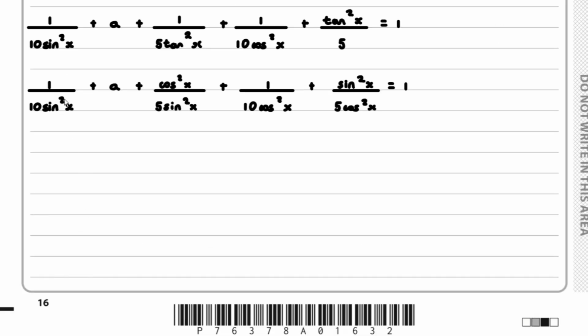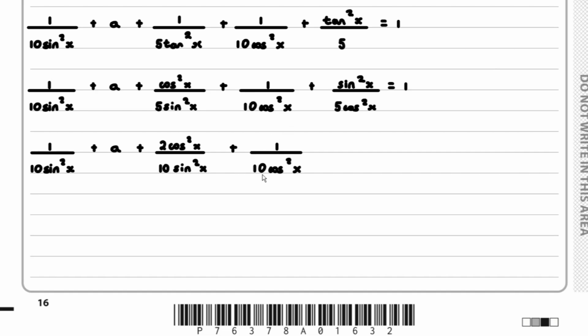Now for the trig terms, I want to rewrite this term and this term such that instead of having a 5, I've got a 10. So, to do that, I need to multiply the top and bottom by 2. So I've got 1 over 10 sine squared x plus a, plus 2 cos squared x over 10 sine squared x, plus 1 over 10 cos squared x, plus 2 sine squared x over 10 cos squared x equals 1. And so you can see 2 over 10 is 1 over 5.